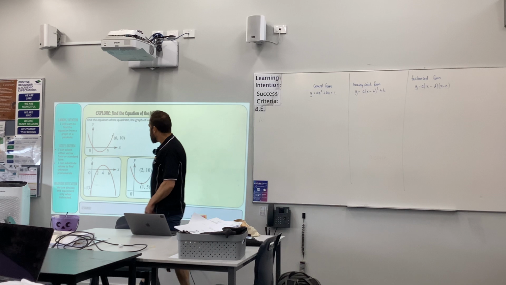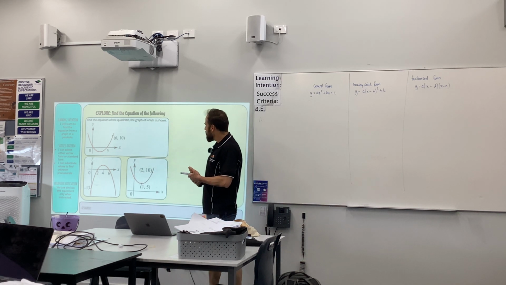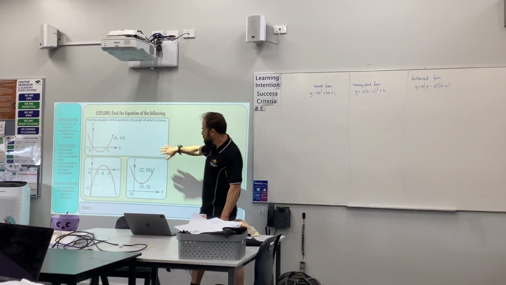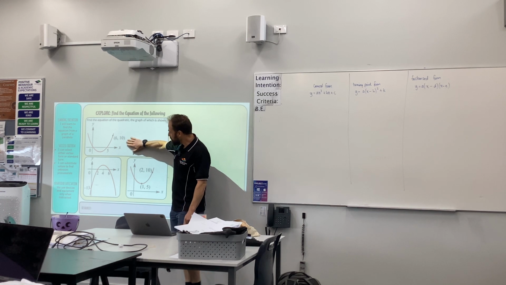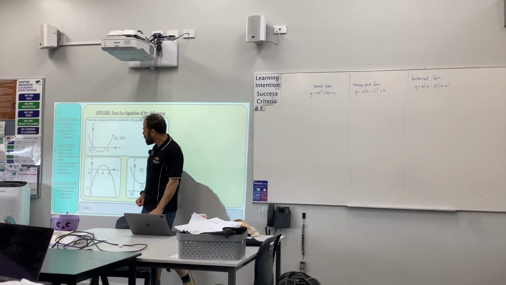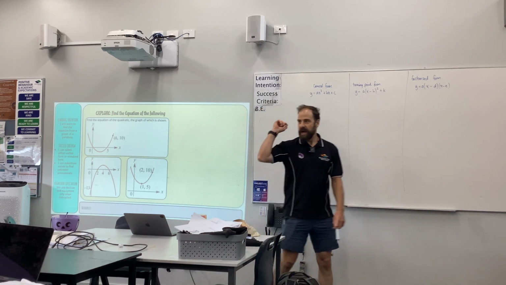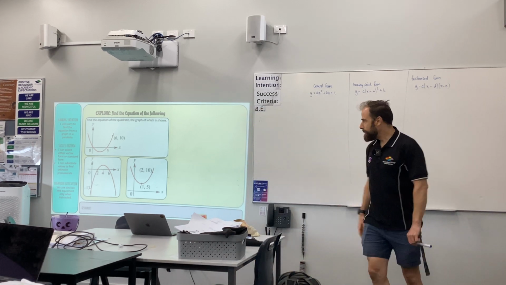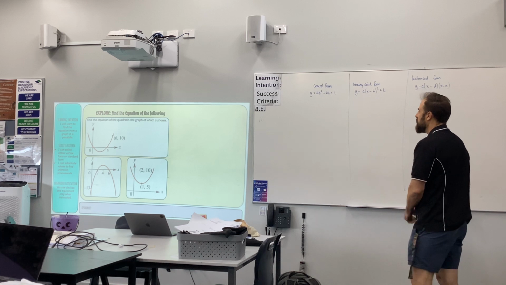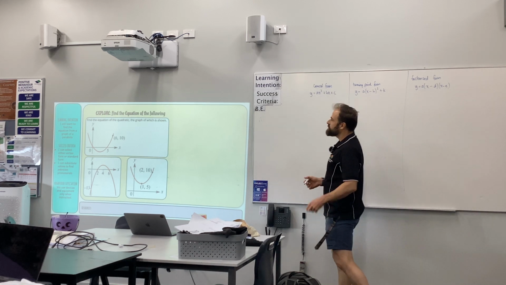All right, we've got find the equation of the quadratic, the graph of which is shown. And we've got this graph, and we've got a couple of points that are drawn on there. Tell me about that graph. What do you notice? Noah. It's a parabola. What else do you notice about that graph? Toby?